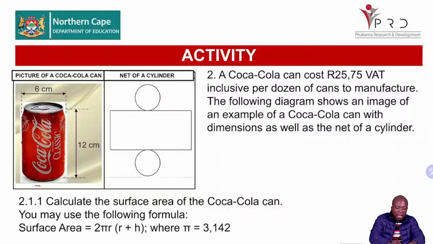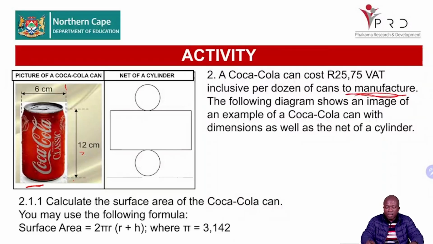Here is a Coca-Cola can. We have been given the height as 12 centimeters, the diameter as 6 centimeters. It says a Coca-Cola can cost 25.75, VAT inclusive. I hope we have done VAT already. Per dozen of cans to manufacture.